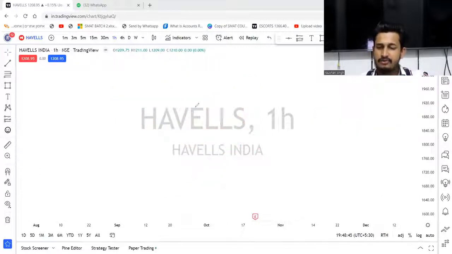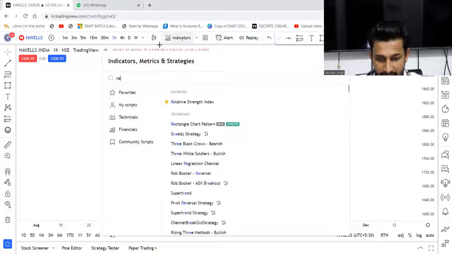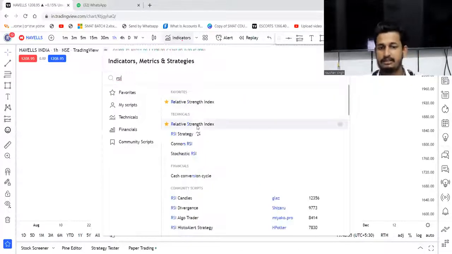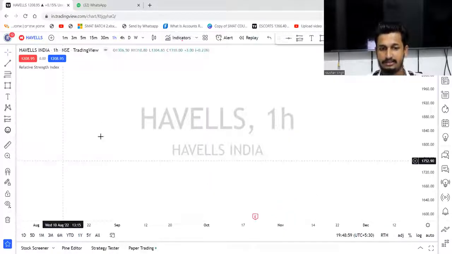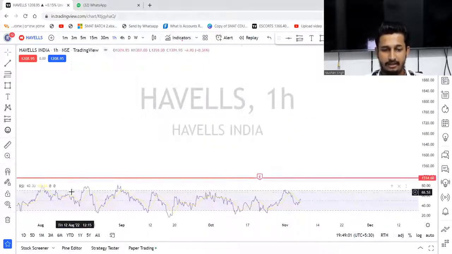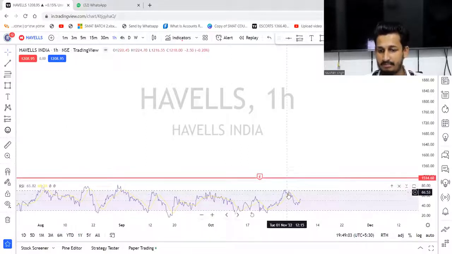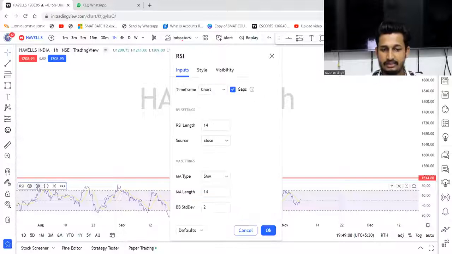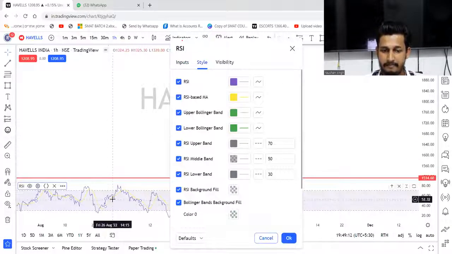Now there are a lot of uses of the RSI indicator, but what I use is very simple. I'll go to indicators, type RSI. You can see technicals, Relative Strength Index. I'll click on this. That's it. After clicking on this, you can see this is how RSI is going to appear. I just need to change one setting. I'll go to the settings and disable this yellow line, because I don't really need it.